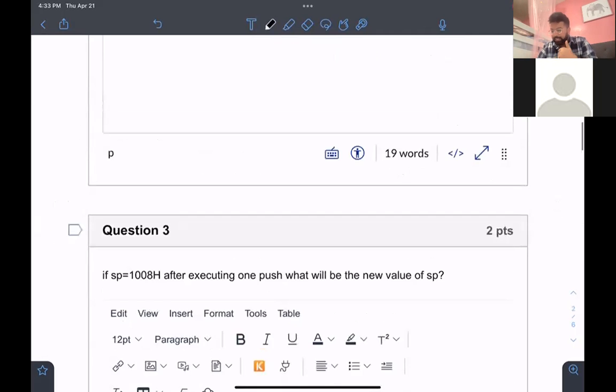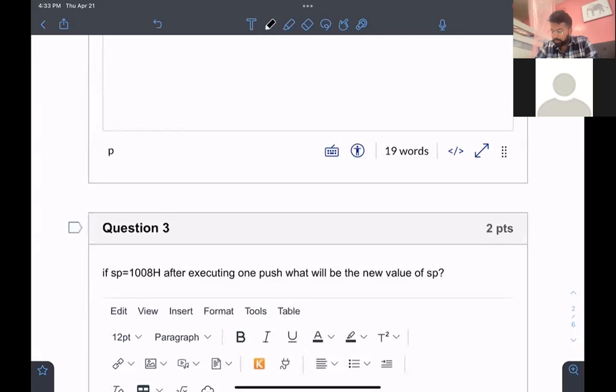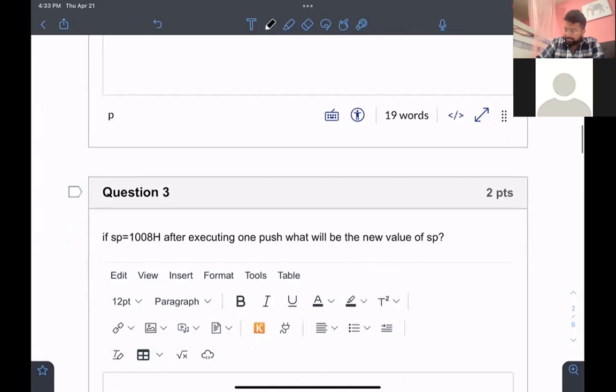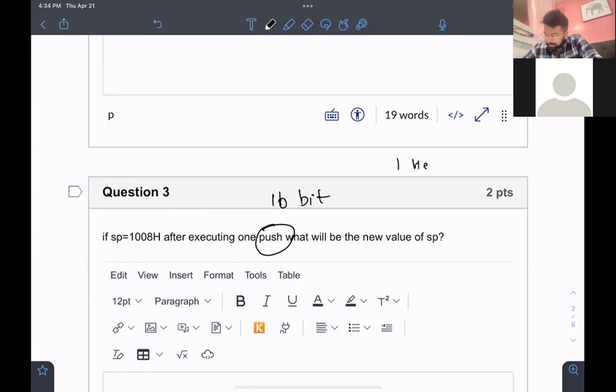Okay, the next question is, if SP is 1008 after executing one push, what will be the new value of SP? We know that push is a 16-bit command, right? It pushes 16 bits onto the stack. And we know that one hex digit is 8 bits.